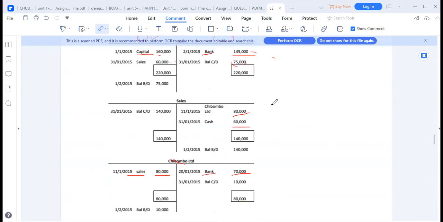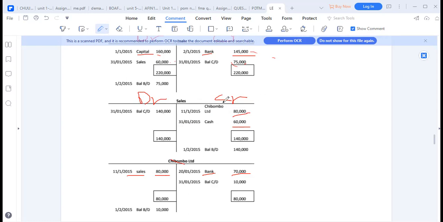So we have to just know that after all the transactions are done, we have to look at the sales, because we give away sales. They have the credit balance because we sell, giving away. So now we sold to Chivombo 80,000. These are our customers, and then there were cash sales of 60,000. So the total balance here is 140,000.